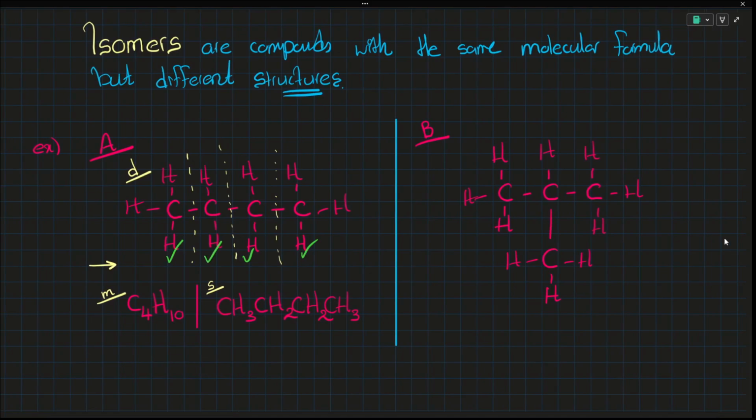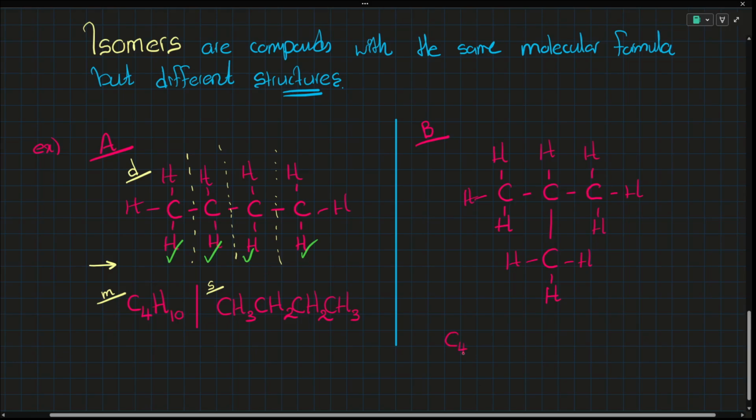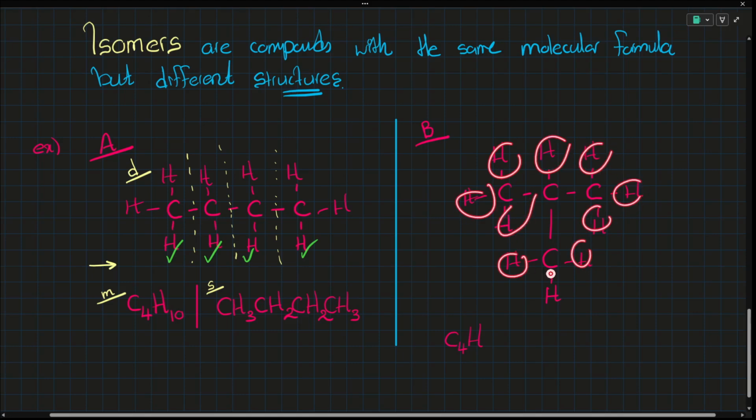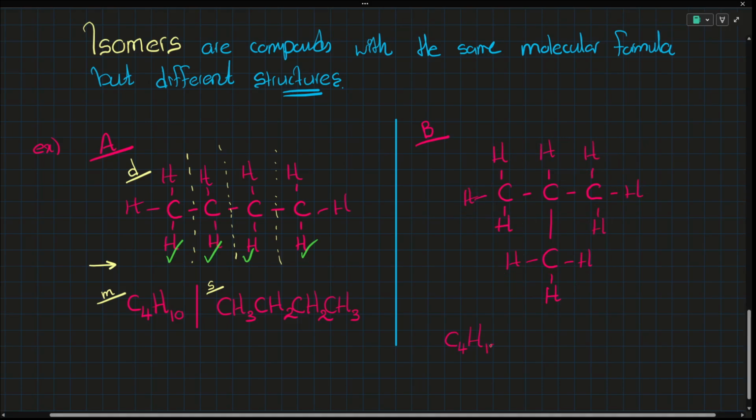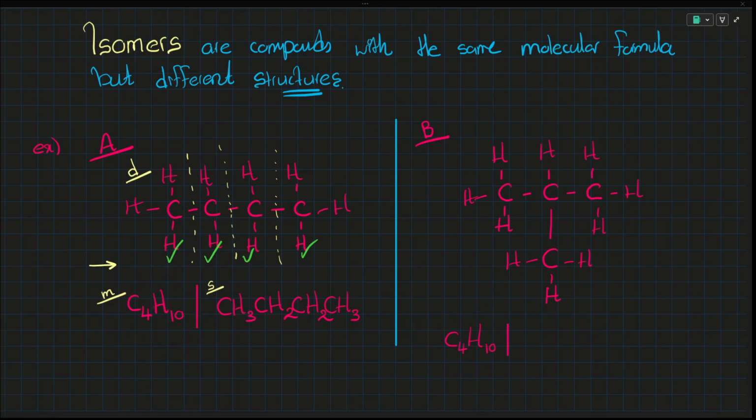Okay. So now I'm going to write down the molecular formula. How do you write down the molecular formula? You just count everything. 1, 2, 3, 4. So 4 carbons. How many hydrogens? 1, 2, 3, 4, 5, 6, 7, 8, 9, 10. Did you notice something? It's the exact same. C4H10, C4H10. They have the same molecular formula.